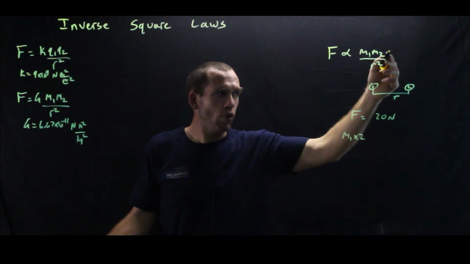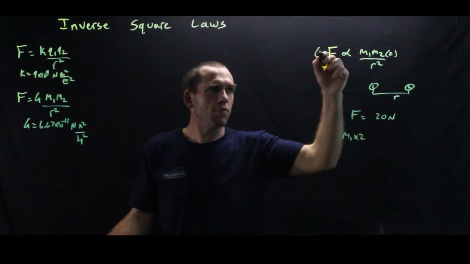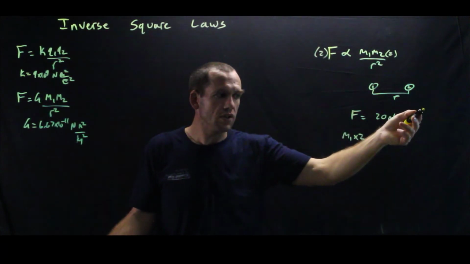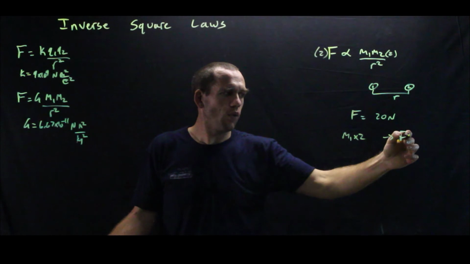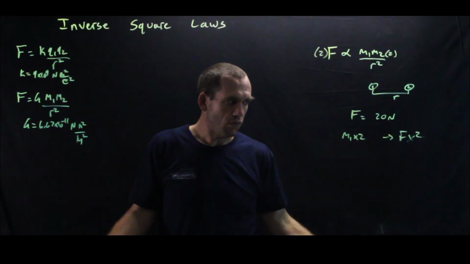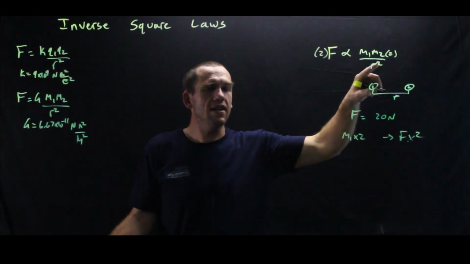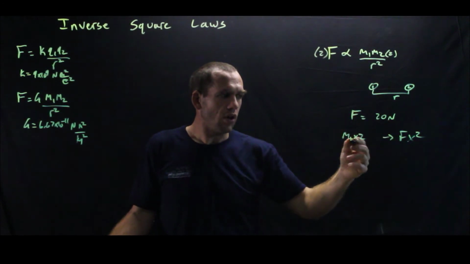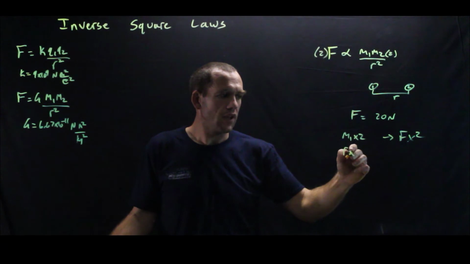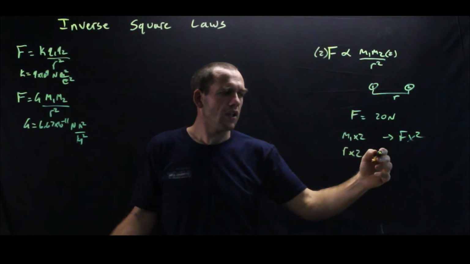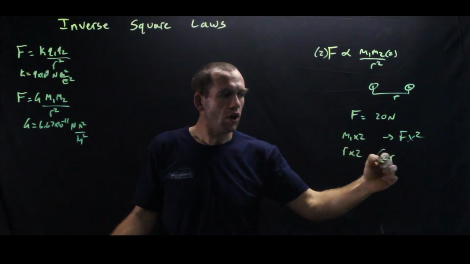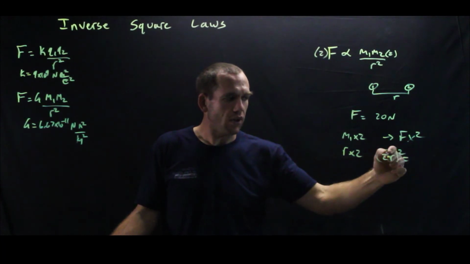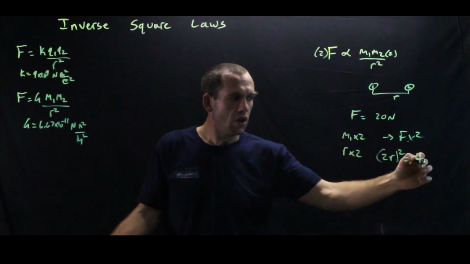Well, if I multiply one side by 2, I have to multiply the other side by 2. So doubling one of the masses doubles the force, right? So this results in a force that's also times 2. But what happens if I double that distance? Well, now my new r is 2 times r, and that gets squared. And that gets me 2r squared, and that's really 2 squared and r squared, right? 2 times 2 is 4r squared.